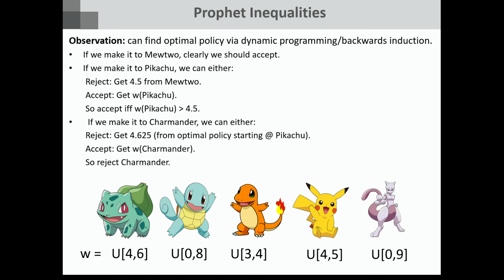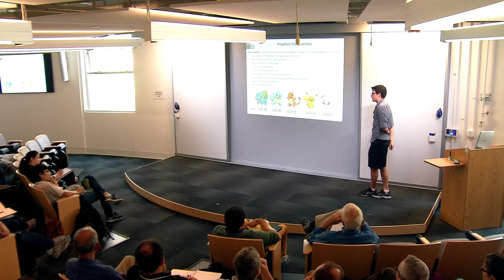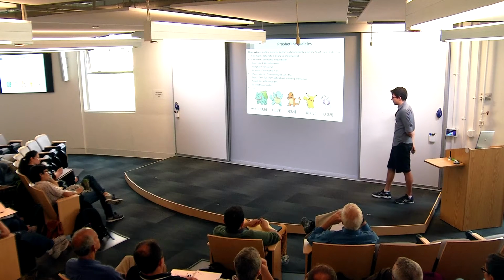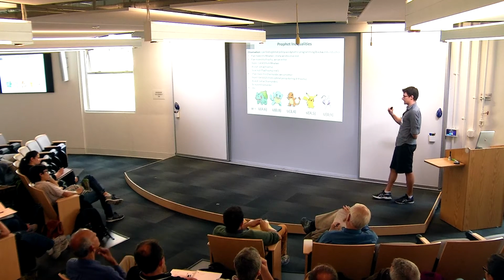We can go back one more step and say, now if somehow we find ourselves making it to Charmander, we can either reject and run the optimal policy starting from Pikachu, which gets 4.625 in expectation, or we can accept and get Charmander's weight. So we should accept only if Charmander's weight exceeds 4.625. In this example, it never will, so you will always reject him. And you can see how to continue this reasoning all the way back to Bulbasaur. And this will tell you exactly what the optimal policy is. It's just a sequence of different thresholds for each secretary. You should hire if they exceed their threshold and reject otherwise. So in contrast to the regular secretary problem where your goal is to maximize the probability of choosing the maximum, here we want to maximize the expected weight of what we select. So the objective is a little bit different.